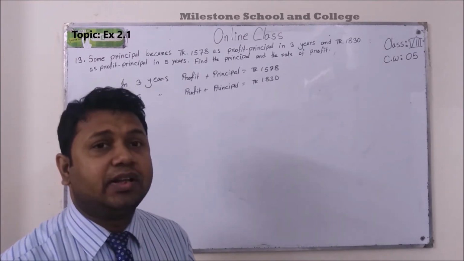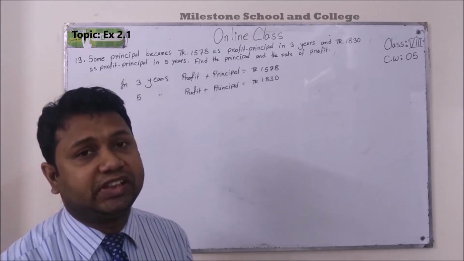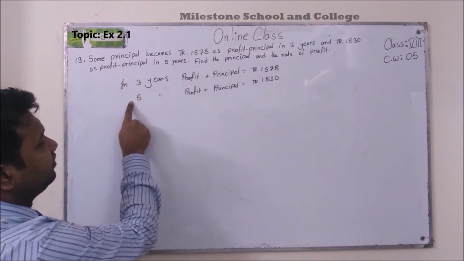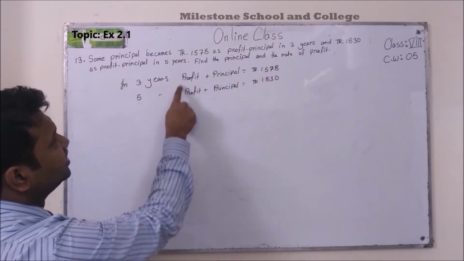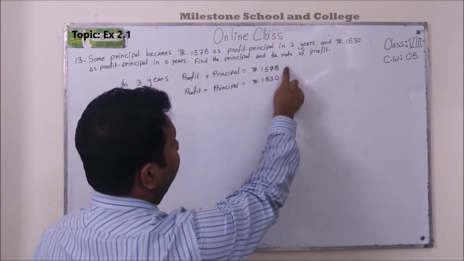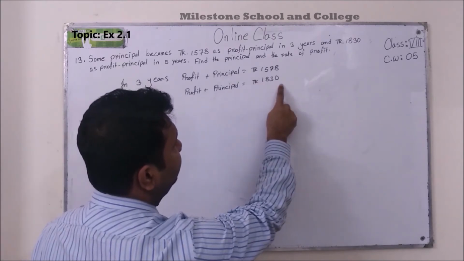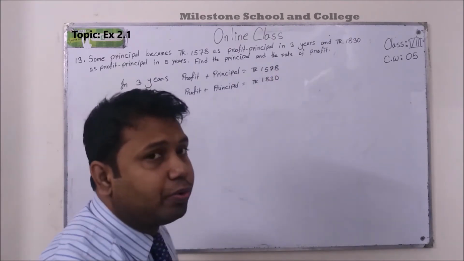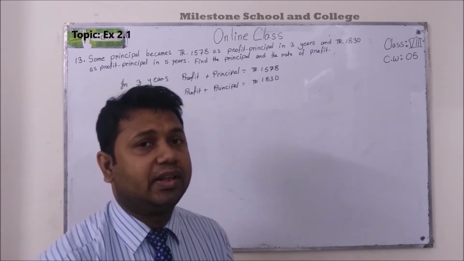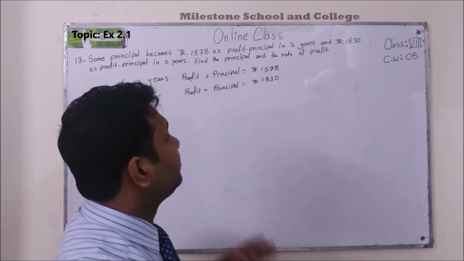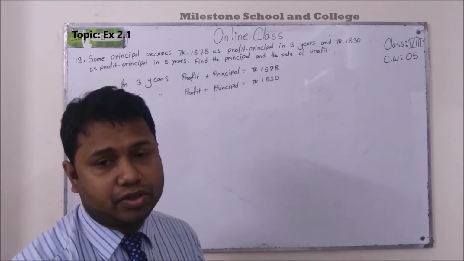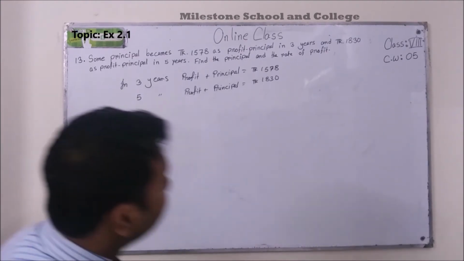If you understand the thing, it will be much easier for you. So what is the thing? The difference between 2 years. So 3 years to 5 years, what has changed? Just the profit changed. The principal remains the same. So here, if you subtract 1830 minus 1578, we will get the profit of 2 years. If you understand this, the rest of the maths is very easy. We can easily find out the rate of profit and the principal from the question. So now we are going to solve it.